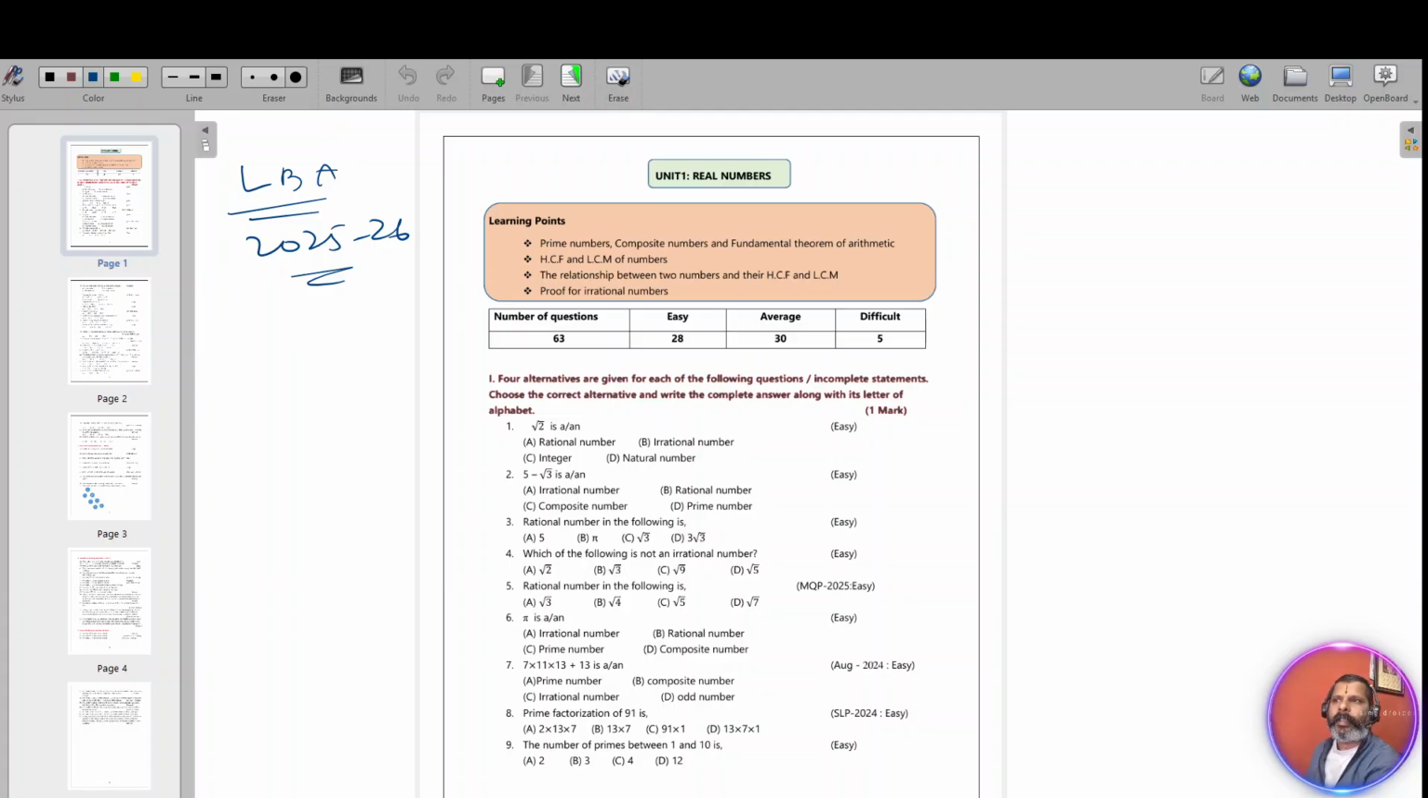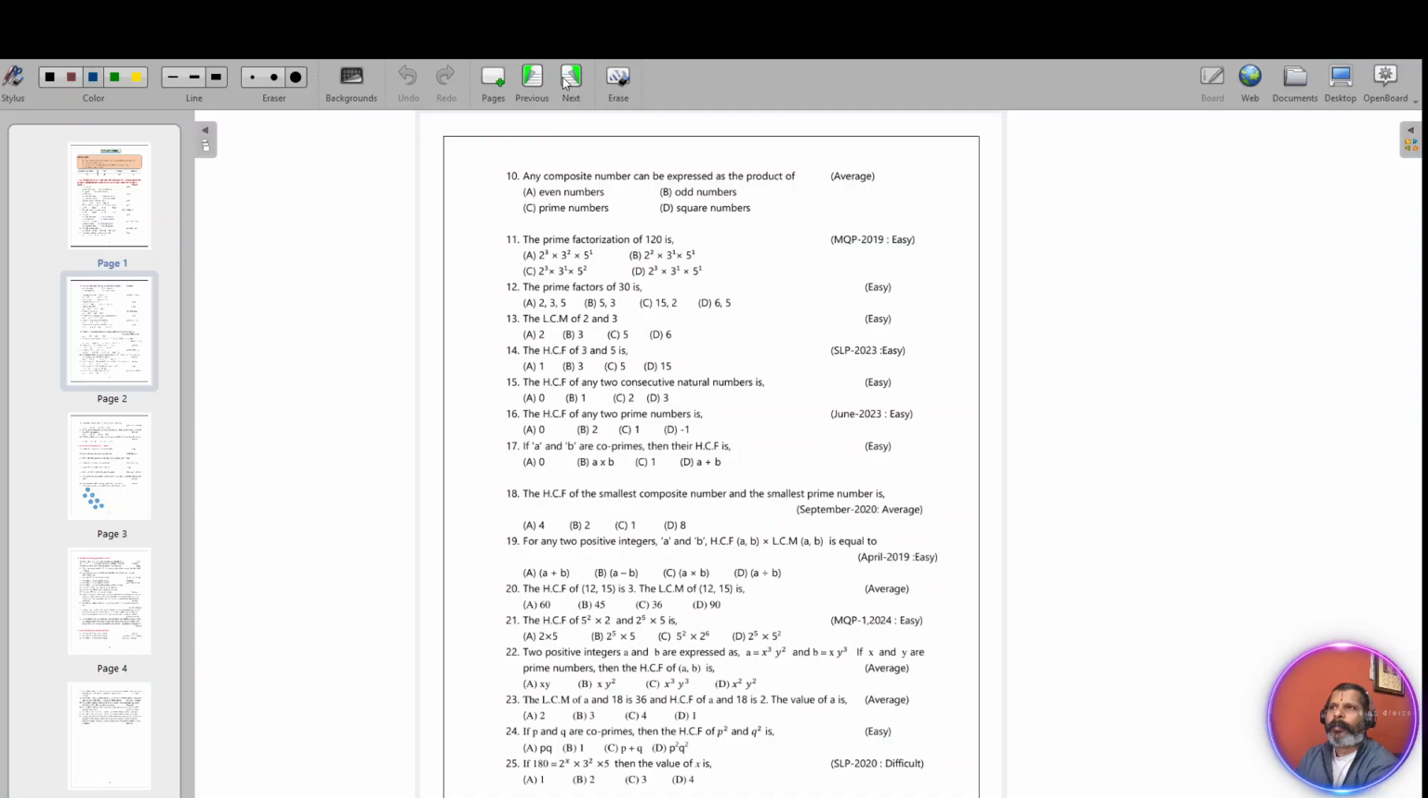Hello students. In this class we'll see LBA for real numbers, 3 marks questions. It's a 2025 LBA paper. 3 marks questions we'll see because we have covered 1 marks and 2 marks already in previous classes.